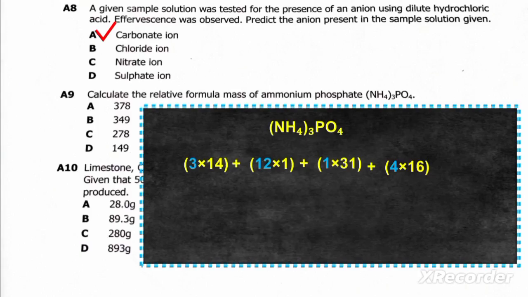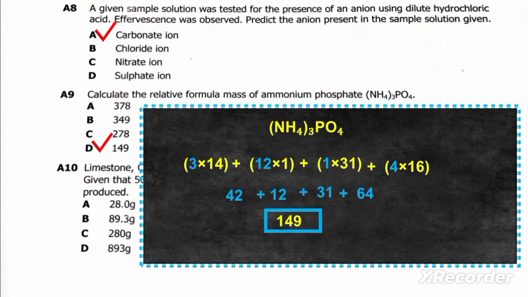Let us evaluate. 3 times 14 is equal to 42. 12 times 1 is equal to 12. 1 times 31 is equal to 31. 4 times 16 is equal to 64. 42 plus 12 plus 31 plus 64, we are going to get 149. 149 is our correct answer. So therefore, our correct answer here is D.